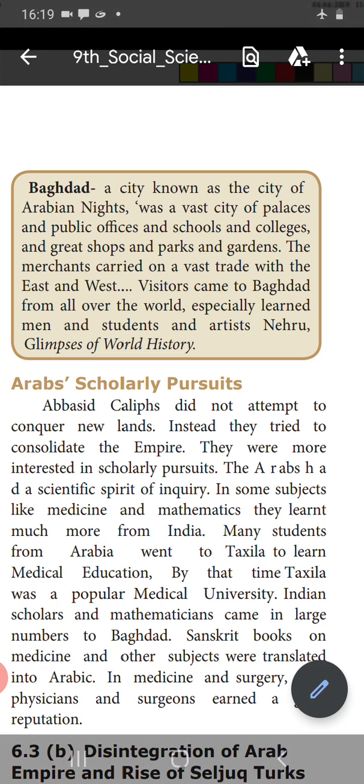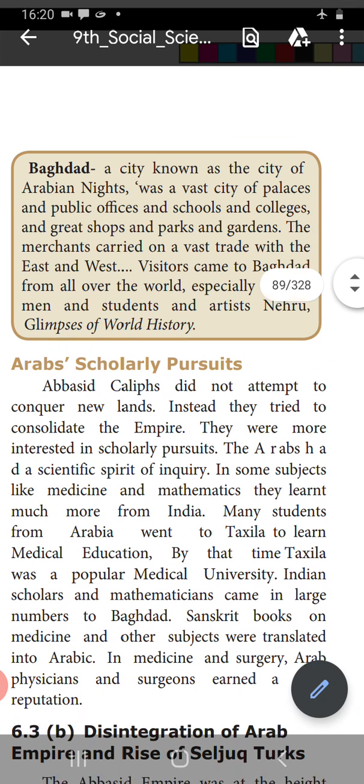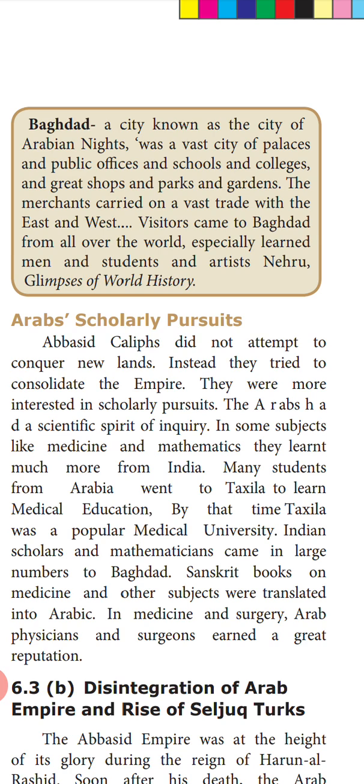Now let us know about Arab scholarly pursuits. The Abbasid caliphs did not attempt to conquer new lands. Instead, they tried to consolidate the empire. They were more interested in scholarly pursuits. The Arabs had a scientific spirit of inquiry in some subjects like medicine and mathematics. They learned much from India. Many Muslim people came to India and learned medicine, mathematics, and more.